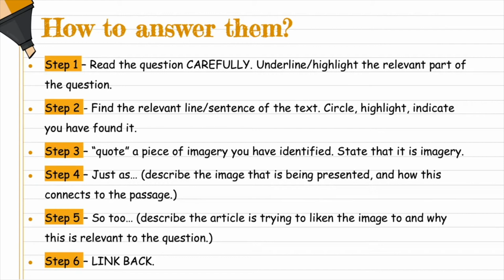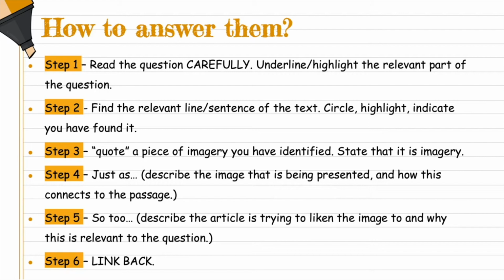Step 4, you're going to describe the image that is being presented and how this connects to the passage. You're going to start this sentence by saying, just as. Step 5, after you've described the image, you're going to describe the article and what it's trying to liken the image to. So the point of the article, the subject of the sentence, and why this is relevant to the question. You begin this sentence by saying, so too.